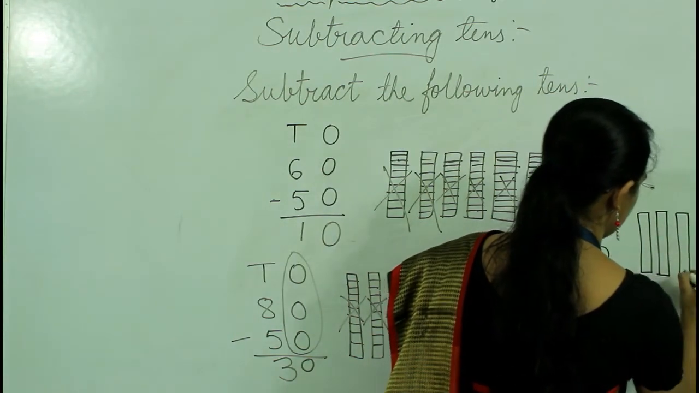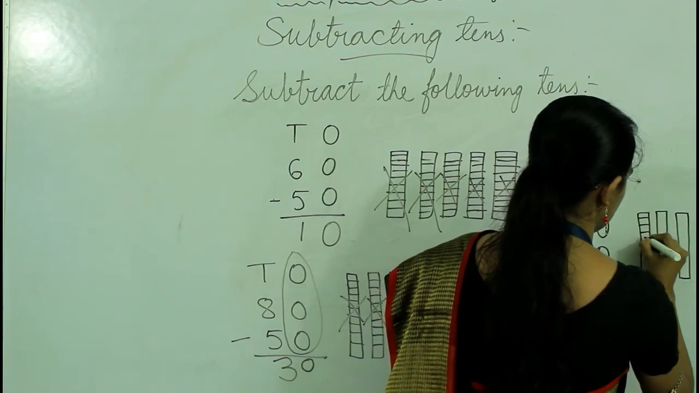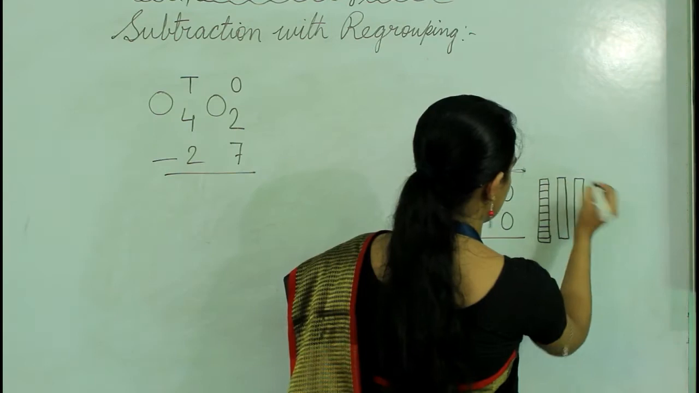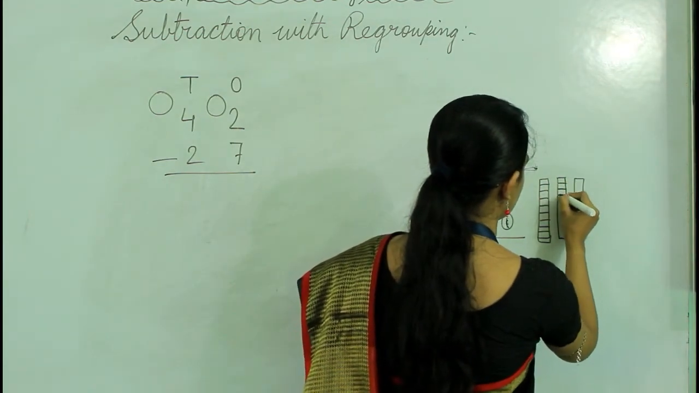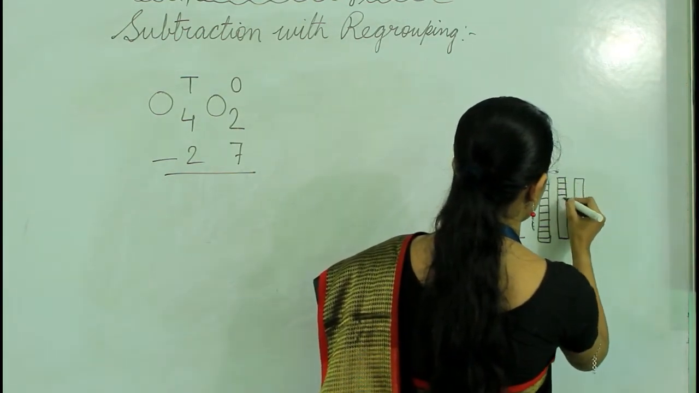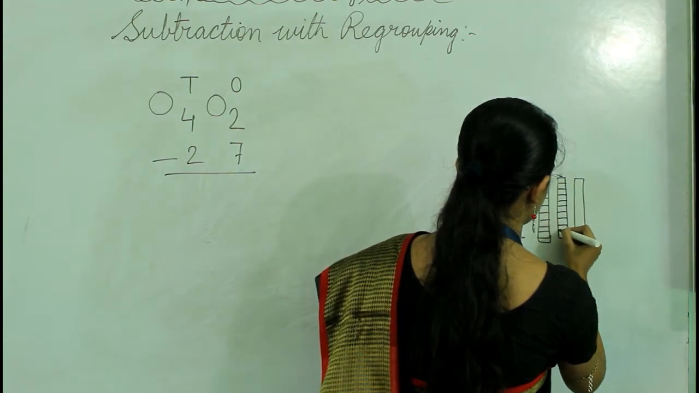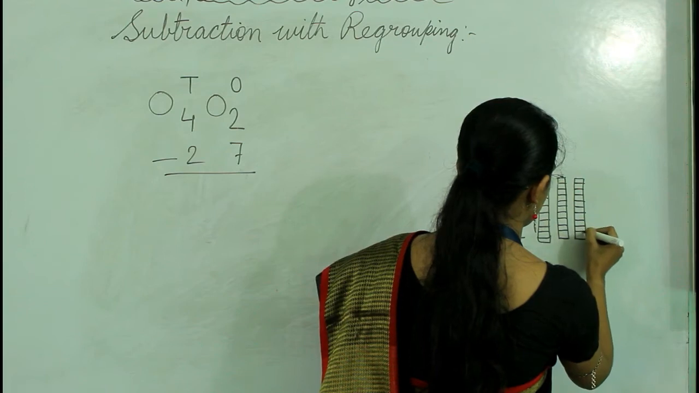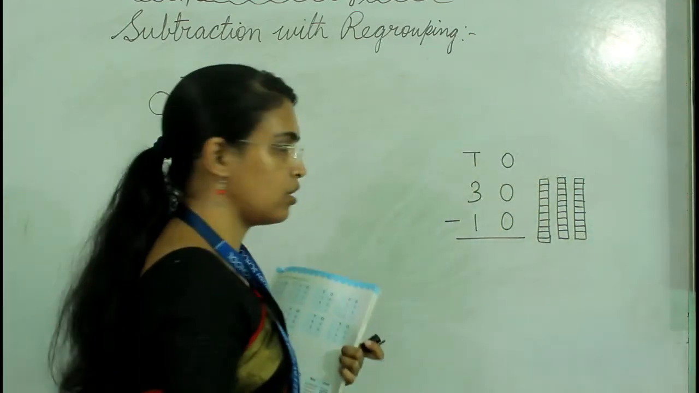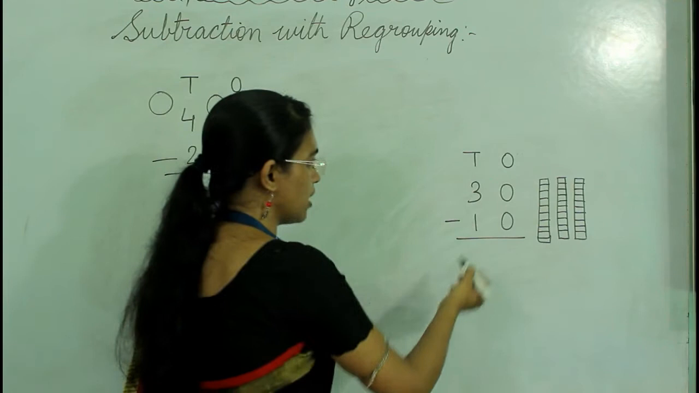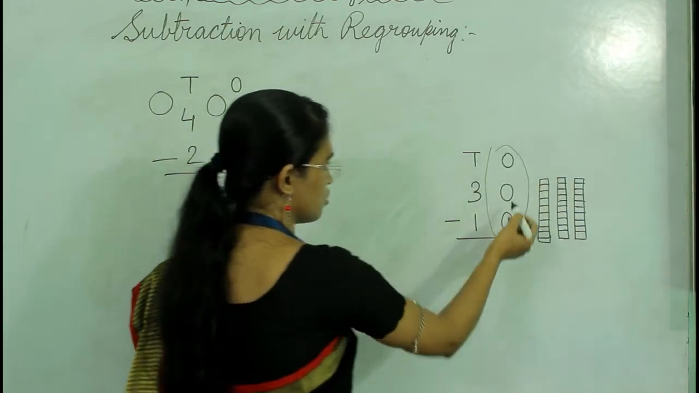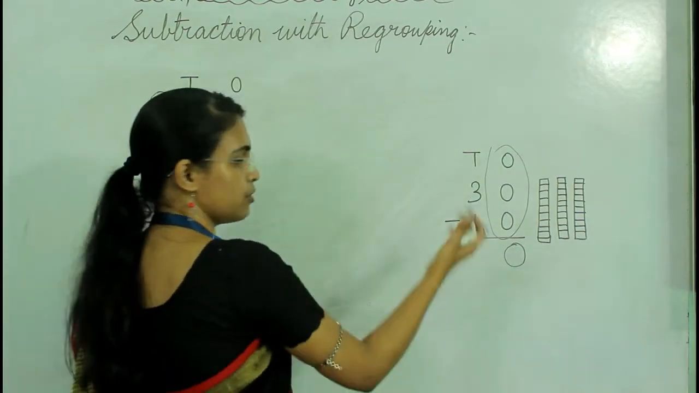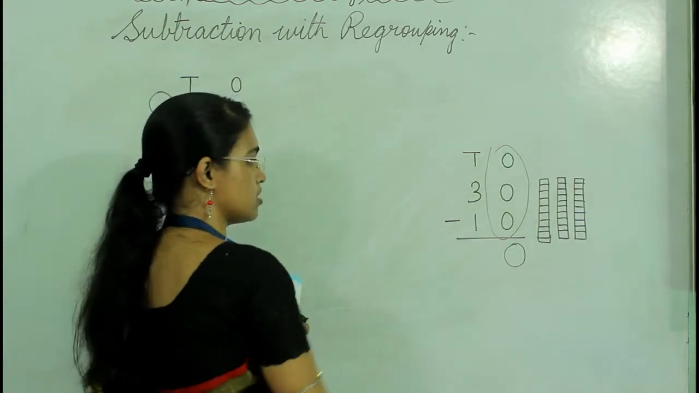Okay, so I have drawn 3 groups. Each group has 10 blocks. 1, 2, 3, 4, 5, 6, 7, 8, 9, 10. So after this, what do you have to check? You have to check the ones place. 0 minus 0 is 0. 0 means nothing, that means 0 minus 0 is 0.